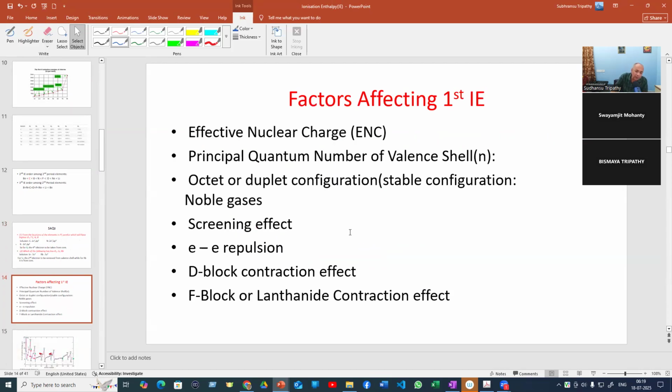And after having discussed IE, let us now list out what are the factors which affect IE.